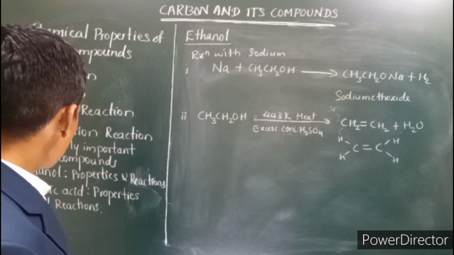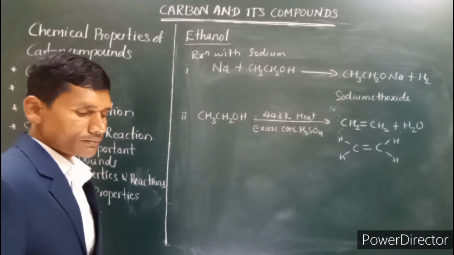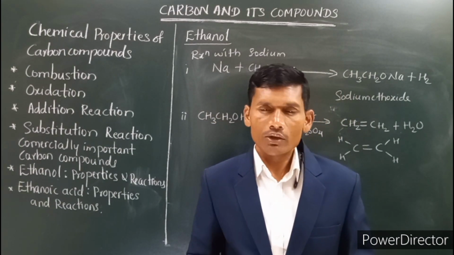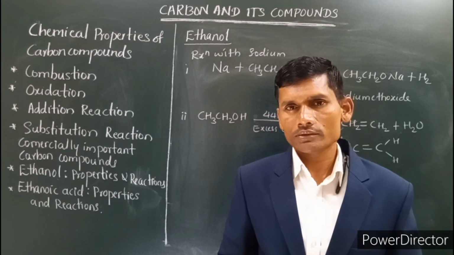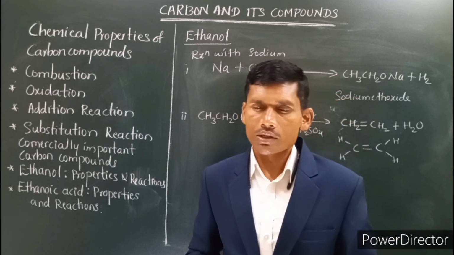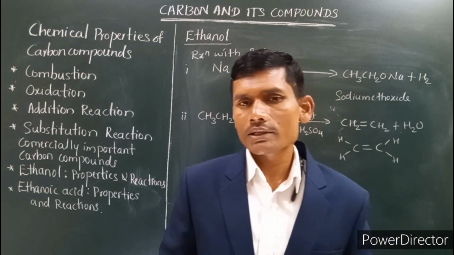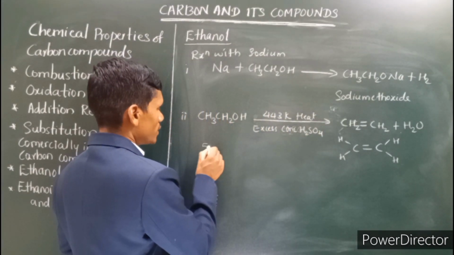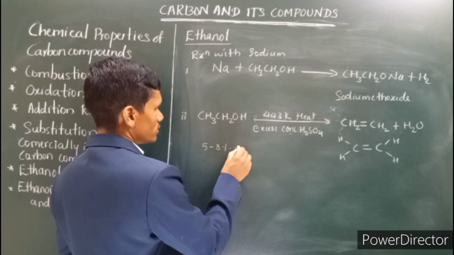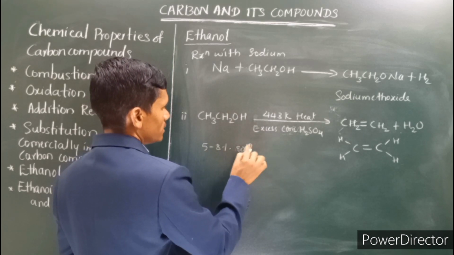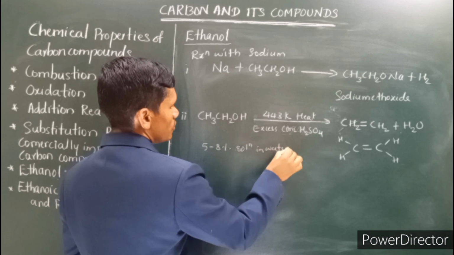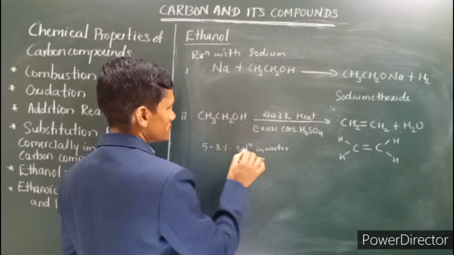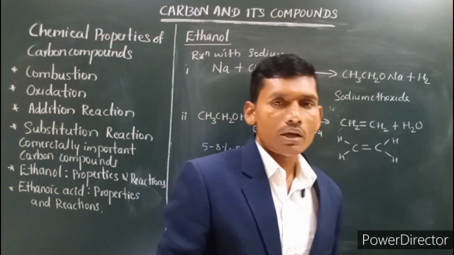Then we need to learn about ethanoic acid. First, let us try to understand the properties of ethanoic acid. Ethanoic acid is commonly called acetic acid, and this is also a commercially important compound. When acetic acid is prepared as a 5 to 8% solution in water, this is called vinegar. We call this vinegar.